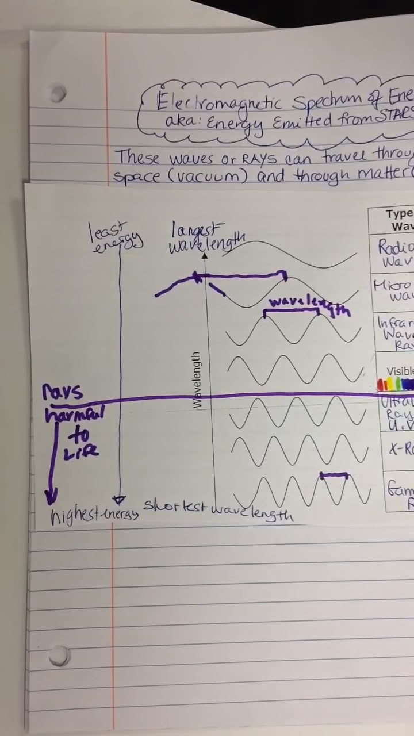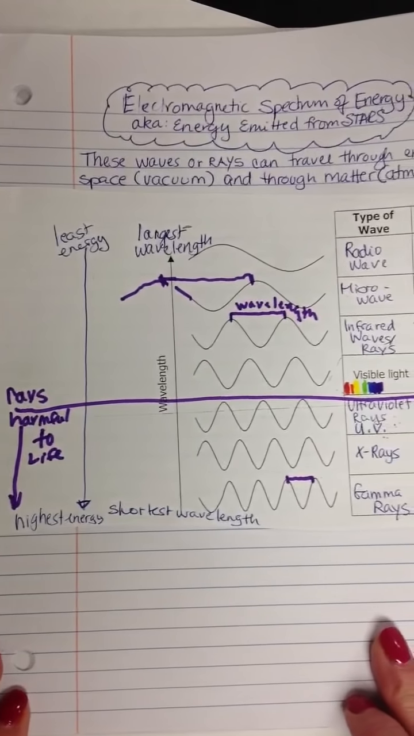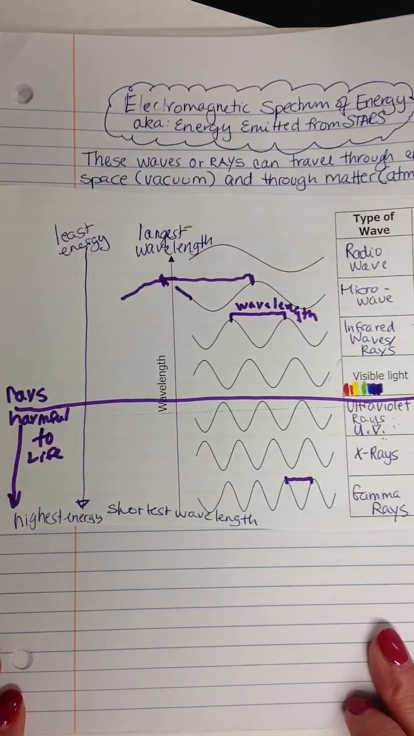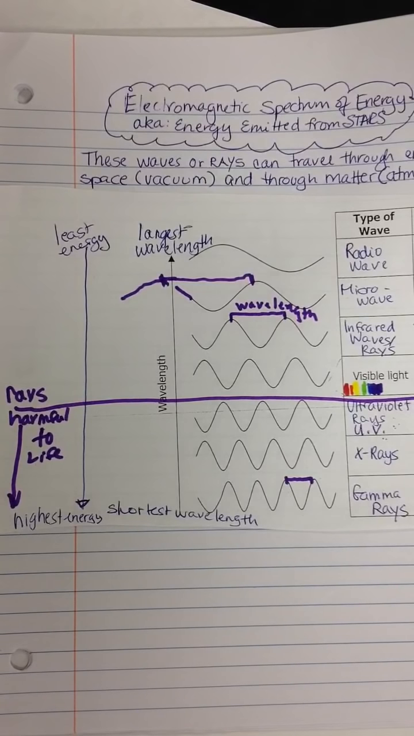So we do protect ourselves from them. Think about it. We protect ourselves from ultraviolet rays when we go to the beach or somewhere like that. We protect ourselves by using sunscreen, for example, as a protection.